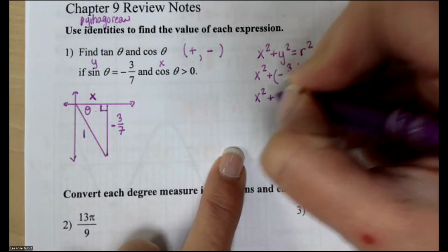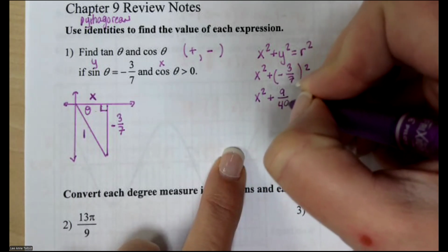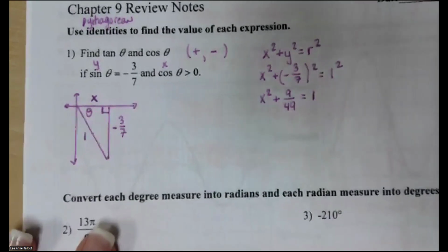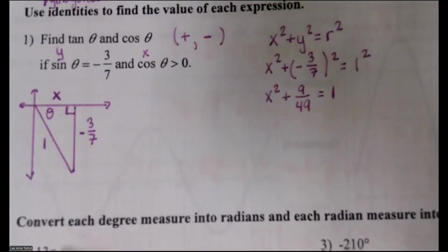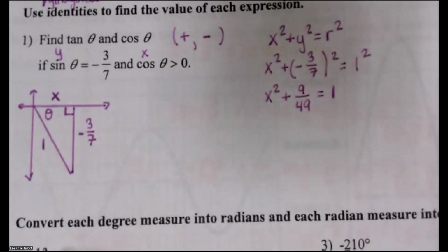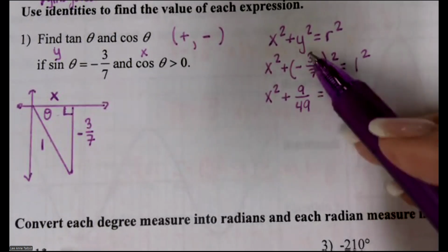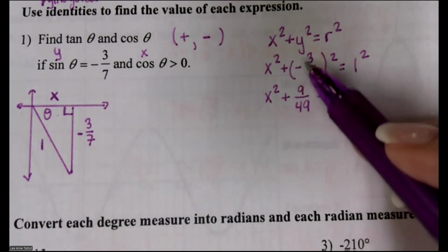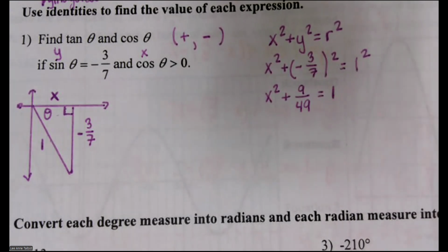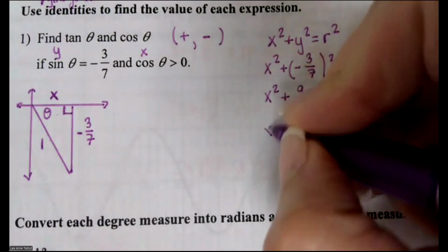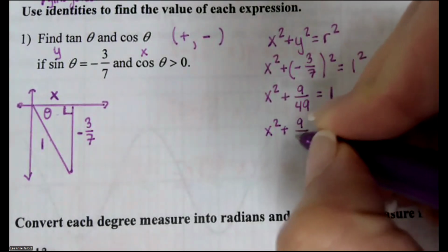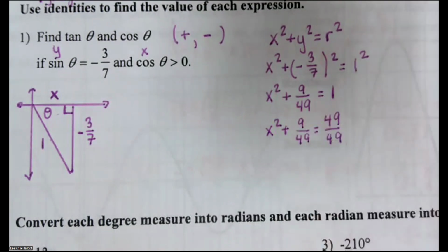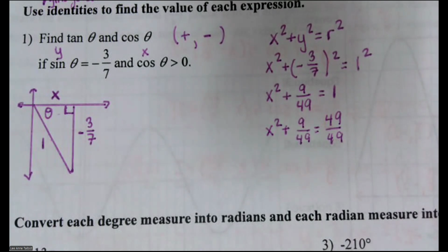X squared plus 9/49 equals 1. Okay, really quick. When you square a fraction, make sure if it's negative to make it positive. Also square both the top and the bottom. X squared plus 9/49 equals 49/49. So next step is to get a common denominator.